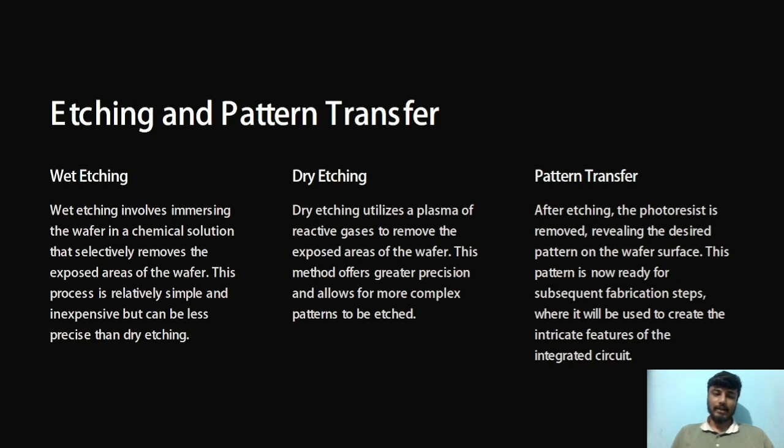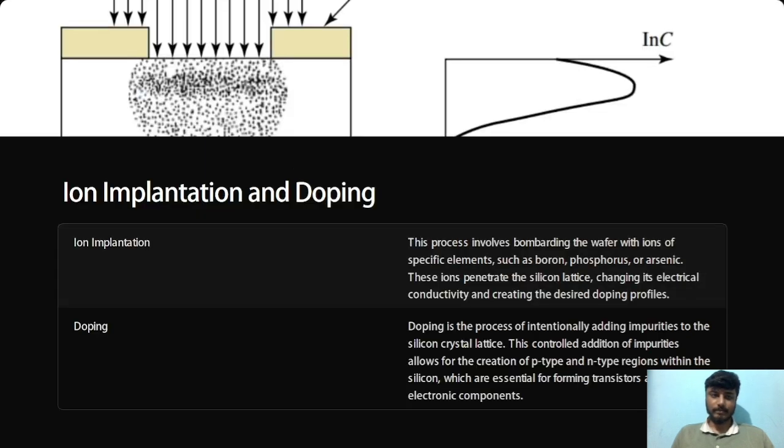Dry etching. Dry etching utilizes a plasma of reactive gases to remove the exposed areas of the wafer. This method offers great precision and allows more complex patterns to be etched. Pattern transfer. After etching, the photoresist is removed, revealing the desired pattern on the wafer surface. This pattern is now ready for the subsequent fabrication steps, where it will be used to create the interactive features of the integrated circuits.